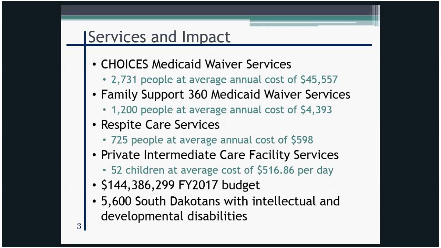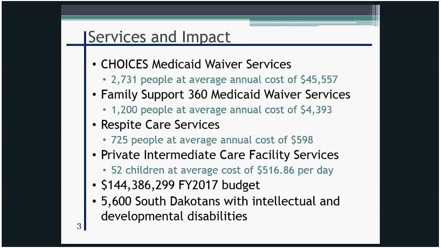The really cool thing about the Family Support 360 waiver is that it is a self-directed waiver. And so what that means is families are able to take an allotment of funding, on average $4,300, and use that money to go out and hire staff to come into the family home and support their family member.